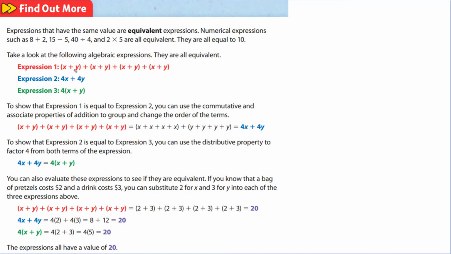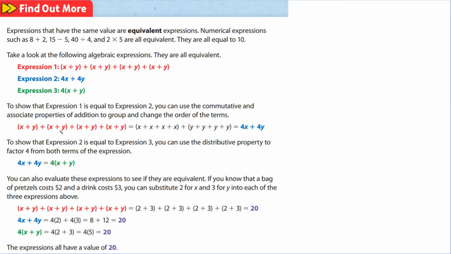Expression 1, x plus y plus x plus y plus x plus y plus x plus y. Expression 2, 4x plus 4y. And expression 3, x plus y times 4. To show that expression 1 is equal to expression 2, you can use the commutative and associative property of addition to group and change the order of the terms. And they showed it to you down here.